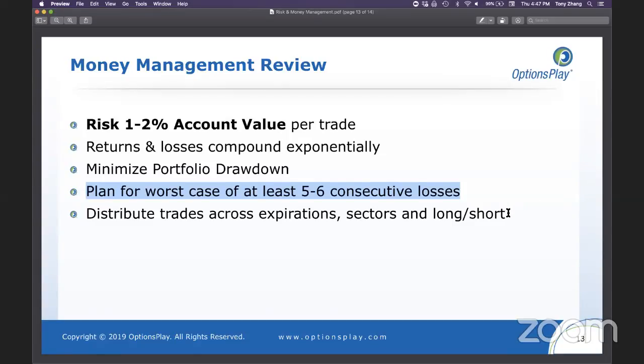And one of the best ways to prevent having more than 5 to 6 consecutive losses in a row is to distribute your trades across expirations, across sectors, and between long and short. Because if you have all your trades expiring on the same expiration, and they're all long, and they're all concentrated on the same sector, that's like having one consecutive trade. That's not having 5, 6, 10 trades. That's really only 1 or 2 trades if you're very concentrated. So keep those things in mind.